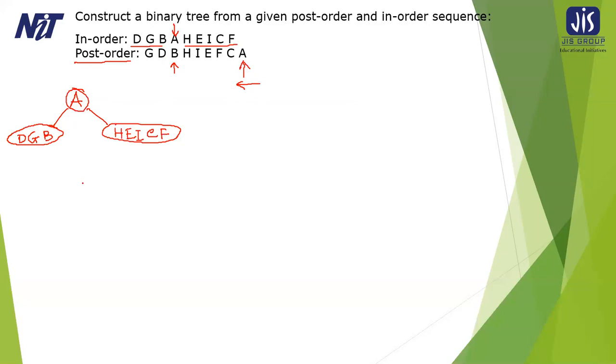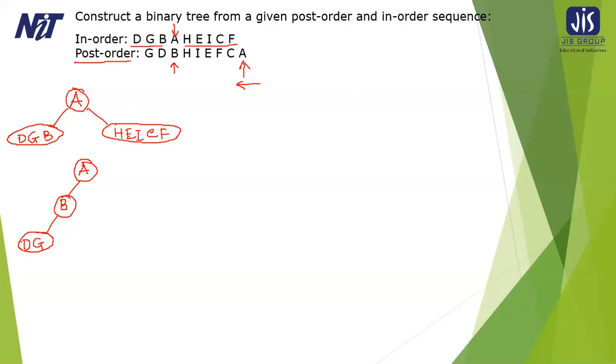So B will be the root. So then we can write down A, then B. So now D and G are situated at the left side of the B. So they will be part of the left subtree.